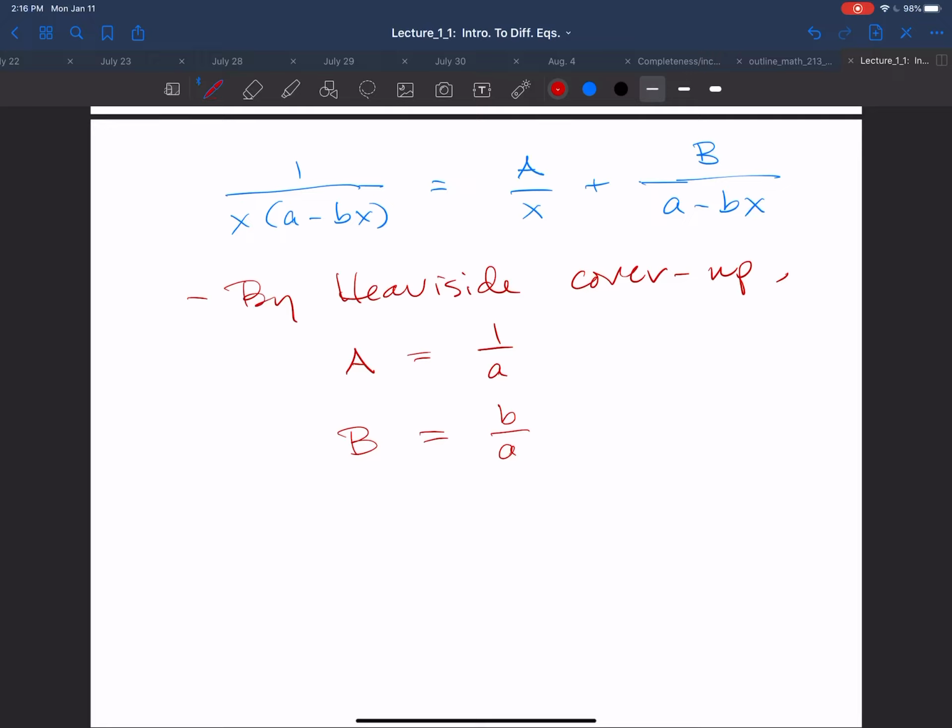So finally, our partial fractions decomposition lets us rewrite 1 over x times a minus bx as 1 over a divided by x plus b over a divided by a minus bx. So this decomposition will make it a lot easier to perform our integration with respect to x.